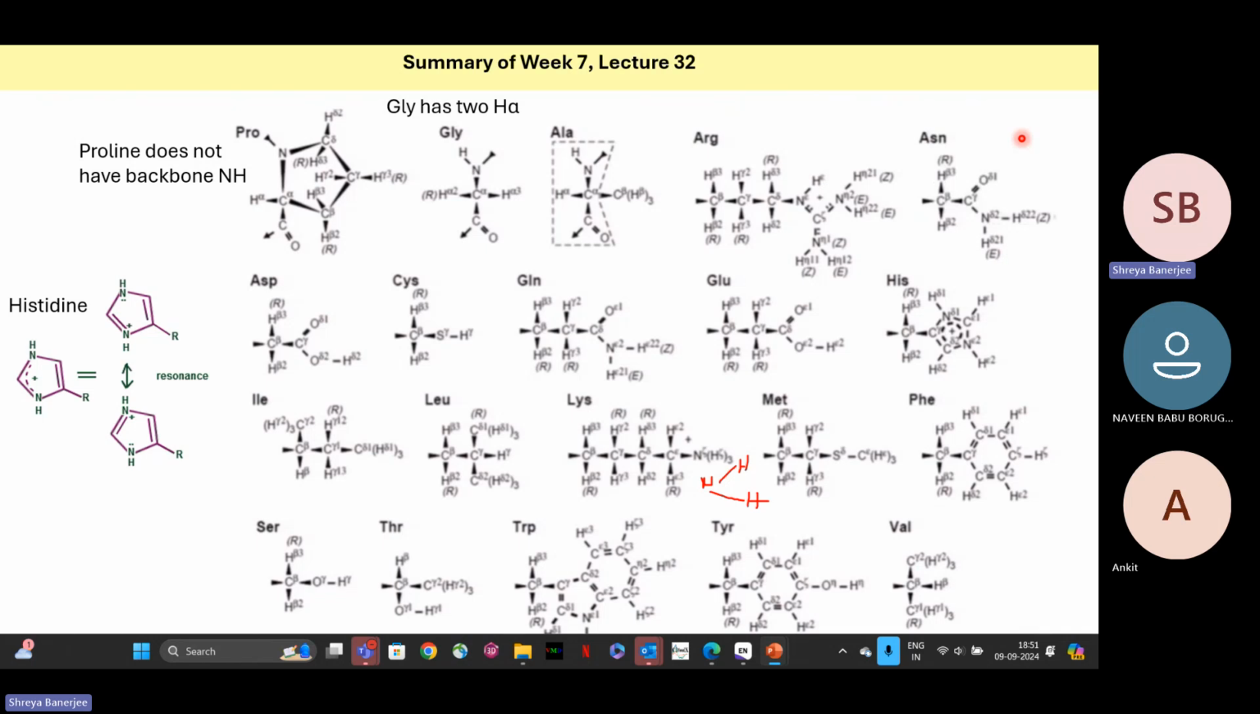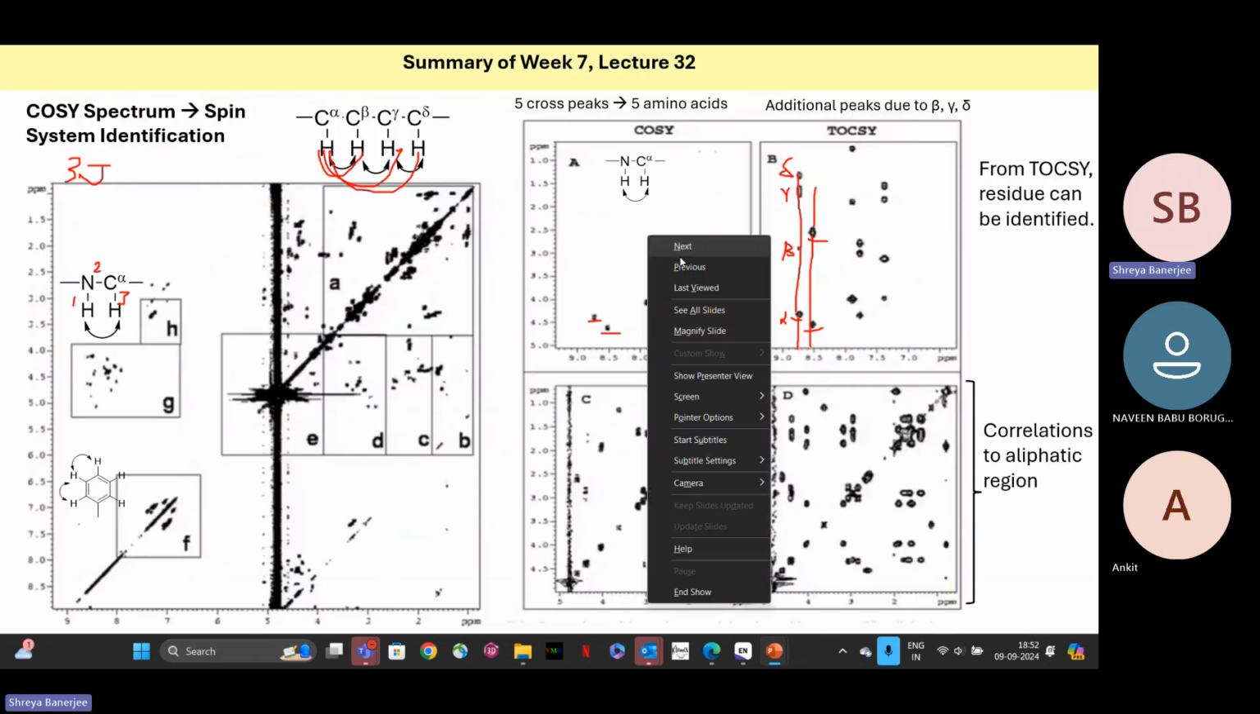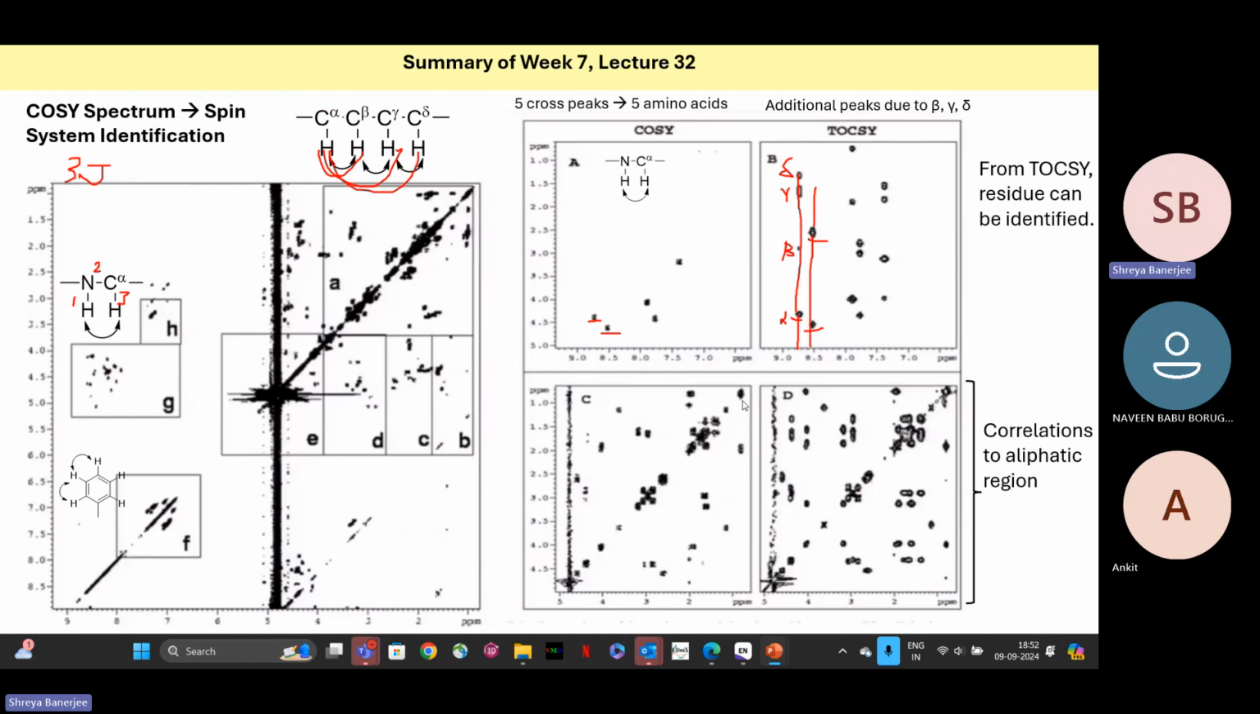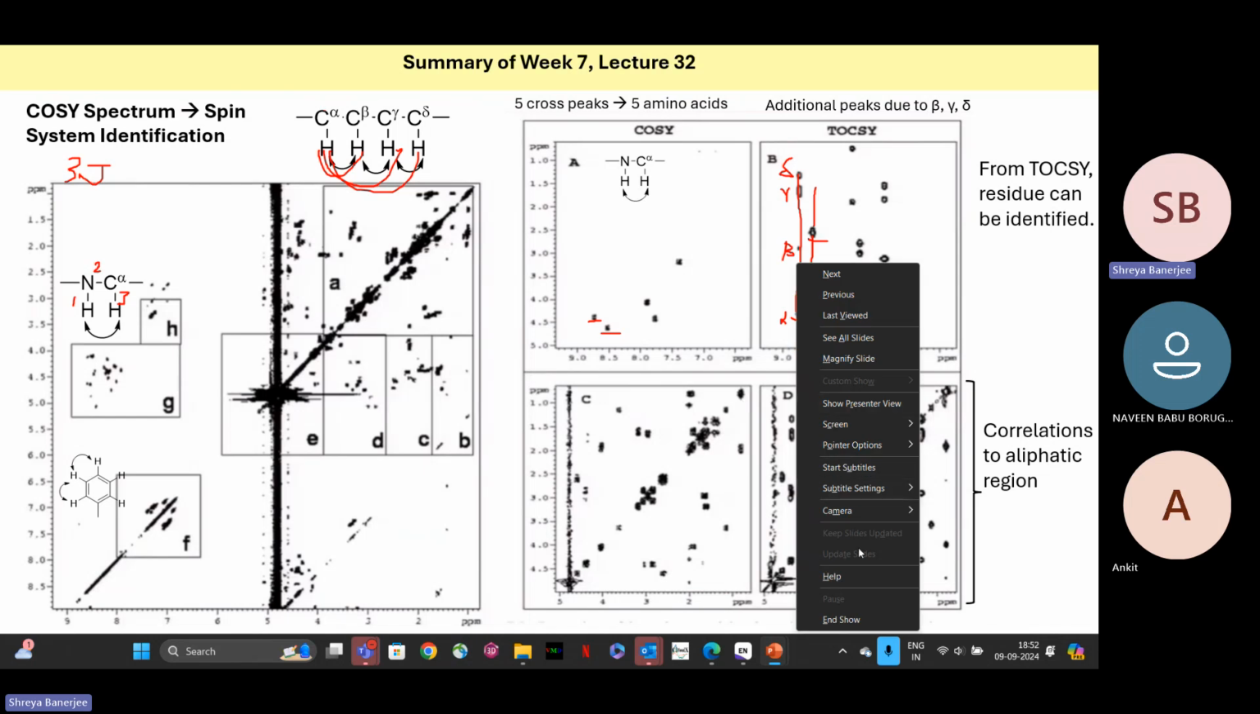So TOCSY is a hydrogen-hydrogen correlation. If we see a correlation up to delta hydrogen, it is most probably something like leucine, where you have H alpha, H beta, H gamma, and H delta. So like that, looking at the TOCSY spectra, you can predict which amino acid is present.